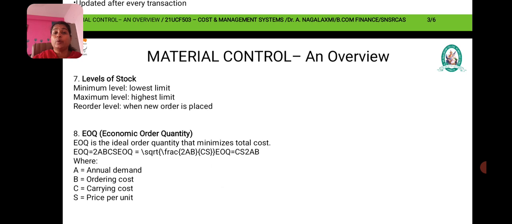Next, EOQ, a very important concept, that is economic ordering quantity. It is the ideal order quantity that minimizes total cost. So there is a formula, square root of 2AB divided by CS. A means annual demand, B means ordering cost, C means carrying cost, and S means price per unit. So the formula is square root of 2AB divided by CS.